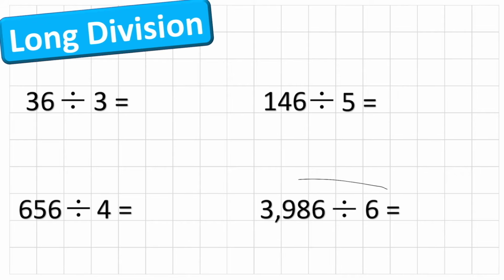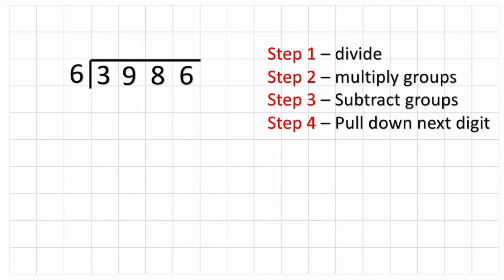Okay, let's do our final one. Let's do a big one. We've got 3,986 divided by 6. Okay, same process again. I don't think this is any harder, just a little bit longer. So here we go. First question is, how many 6s are there in 3? There are 0, and therefore 0 times 6 is 0. Subtract that away from my 3, and I still end up with 3.